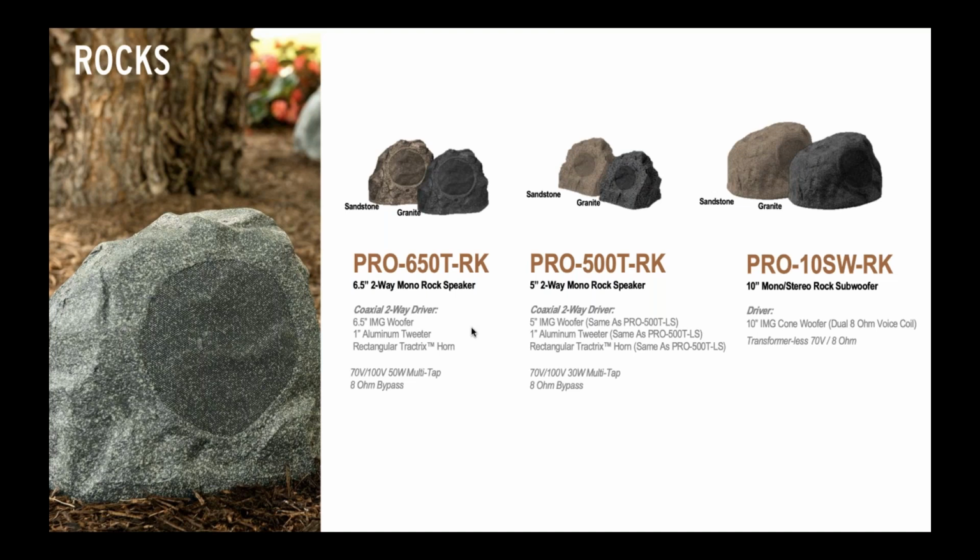I do want to talk about our rock speakers as well. I mentioned how we have landscape, rock, and surface mount speakers. If you look at the landscape speakers, the rocks are identical to those, just in a rock form factor. Pretty easy. Pro 10SW RK is a 10-inch transformerless dual voice coil rock subwoofer. So obviously it's a little bit bigger than the satellites, but in installation situations where you can't stake something into the ground or bury a subwoofer, these are a great surface mount solution. But again, acoustically identical to everything on the landscape side.